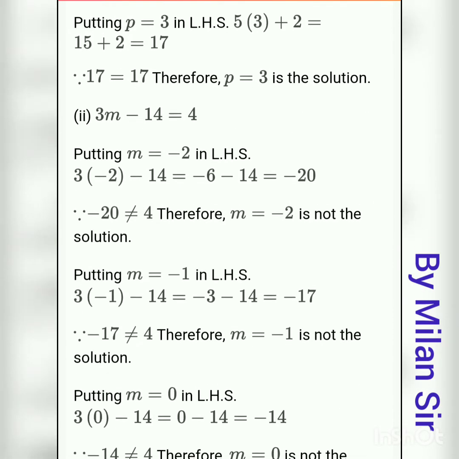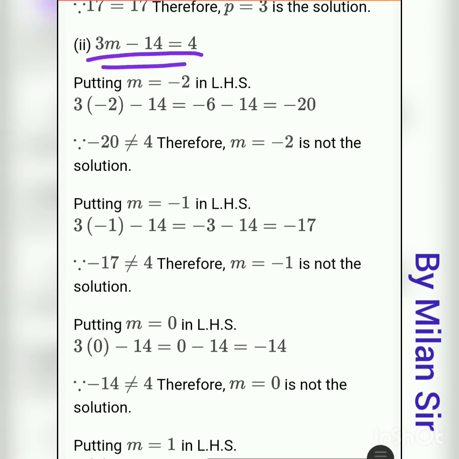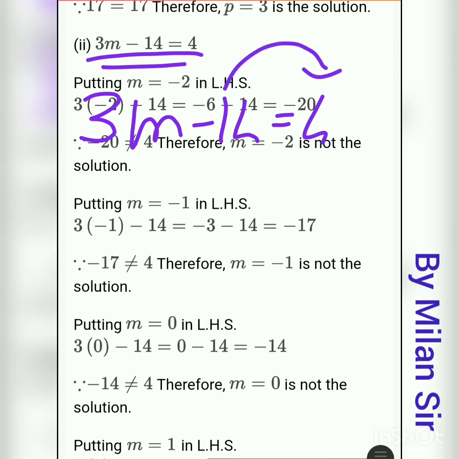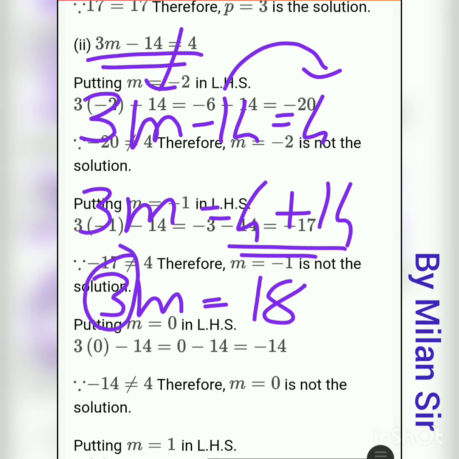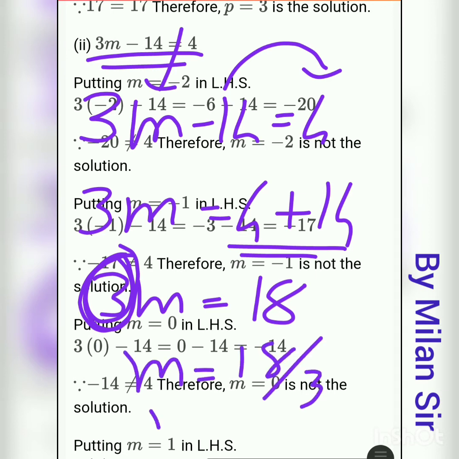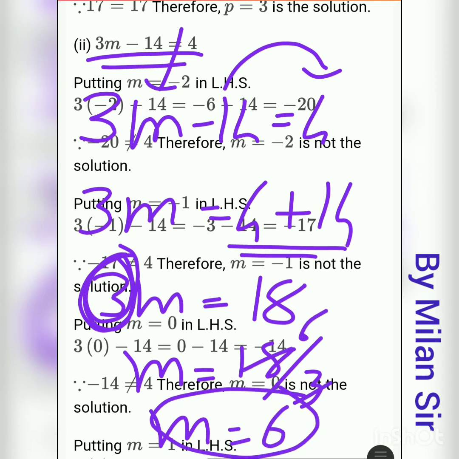Okay, second equation is 3m minus 14 equals 4. First of all, transfer this 14 to the right hand side. Here we need to find the value of m, right? So 3m equals, if we transfer this minus 14 to the right hand side, it becomes plus 14. So 3m equals 14 plus 4, 18. Now if we want to find the value of m, we need to transfer this 3 to the right hand side. Right now it is in multiplication with m. If we transfer it to the right hand side, it goes to division. So m equals 3 6 18. So the answer is 6. So m equals 6 is the solution of this equation.